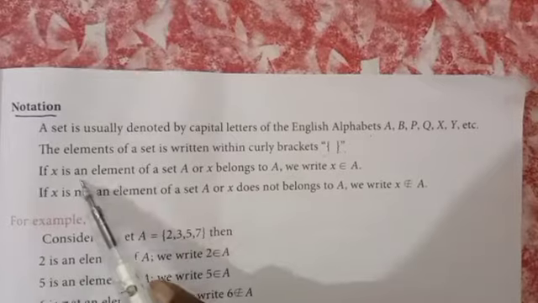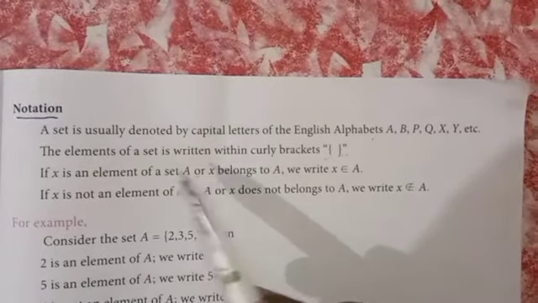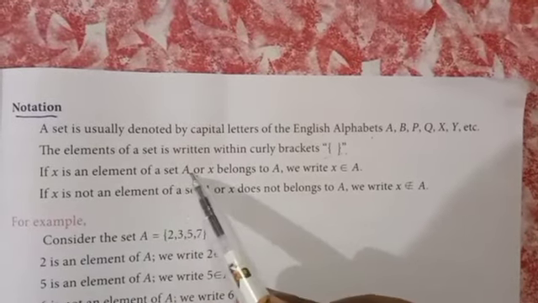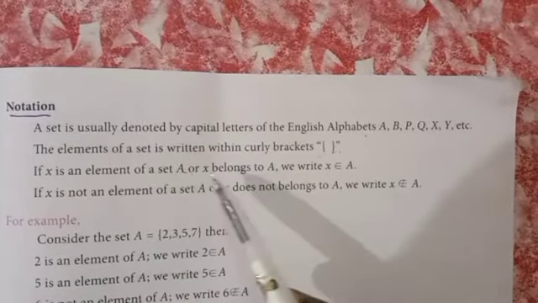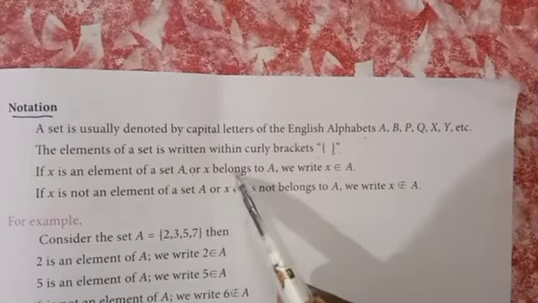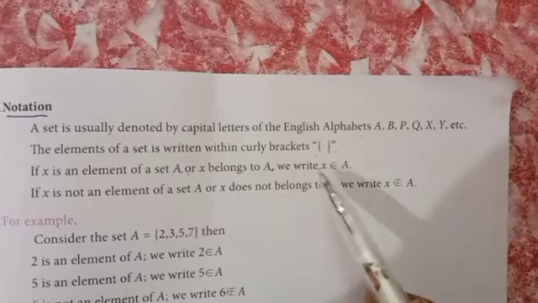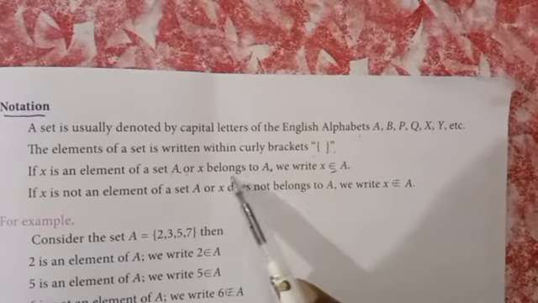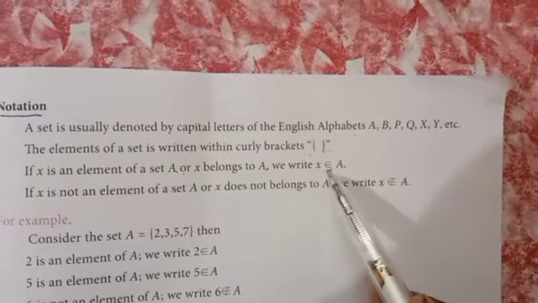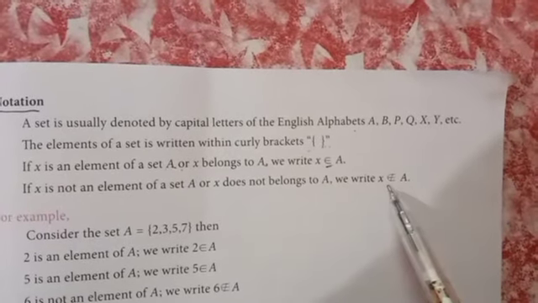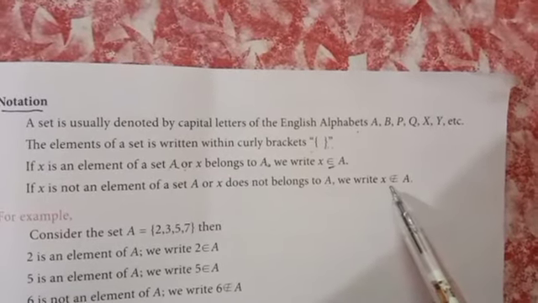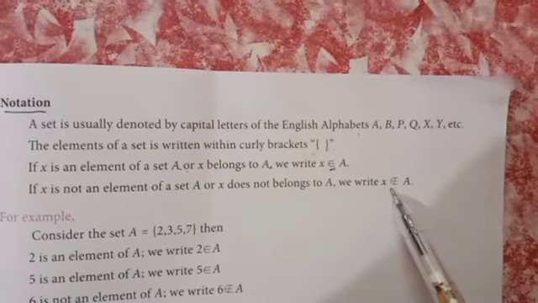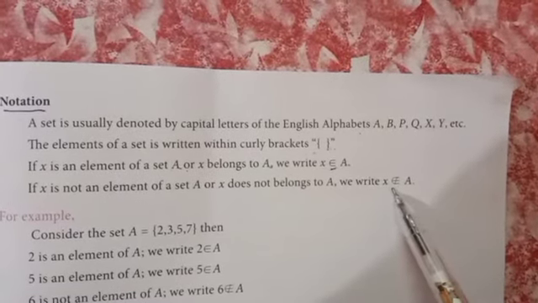If x is an element of a set A, it is written as x belongs to A. The name of this symbol is belongs to. What is this name? Belongs to. For this symbol, it is does not belong to, or not belongs to.